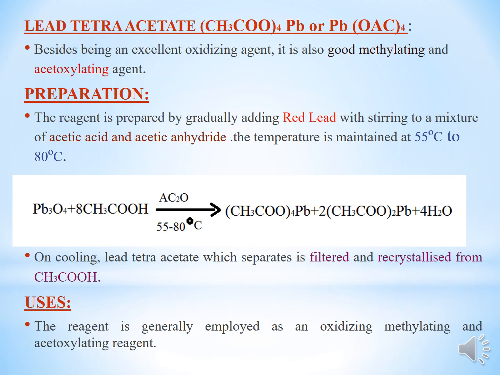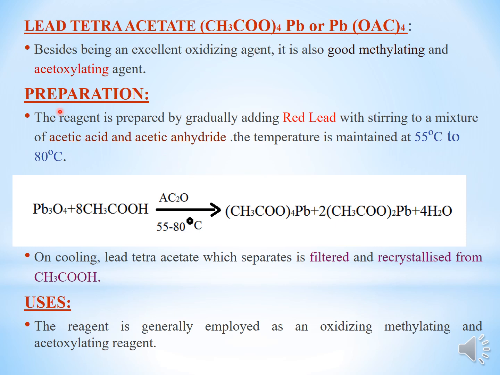Then moving on to the next reagent, lead tetraacetate. So that reagent is over selenium dioxide. In lead tetraacetate, you know the formula, right? Lead tetraacetate, CH3COO four times, and then Pb, or Pb(OAc)4. Okay, so this is the reagent wherein it will oxidize. It is also a good methylating and acetoxylating agent. So here, it is an excellent oxidizing agent.